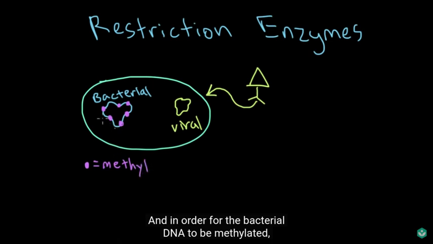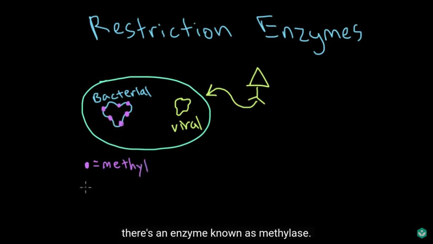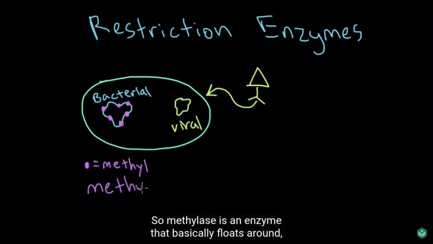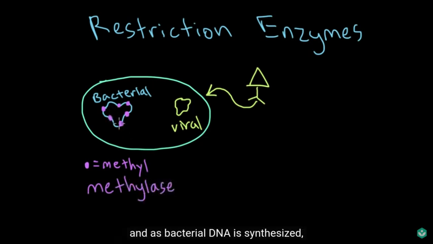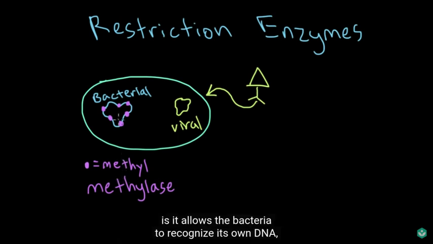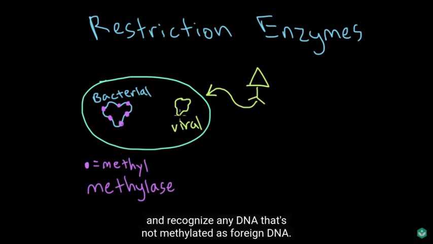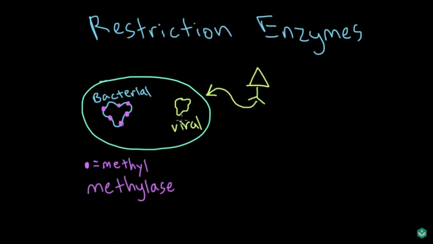In order for the bacterial DNA to be methylated, there's an enzyme known as methylase. Methylase is an enzyme that floats around, and as bacterial DNA is synthesized, this enzyme goes around and methylates bacterial DNA. What this does is it allows the bacteria to recognize its own DNA and recognize any DNA that's not methylated as foreign DNA.